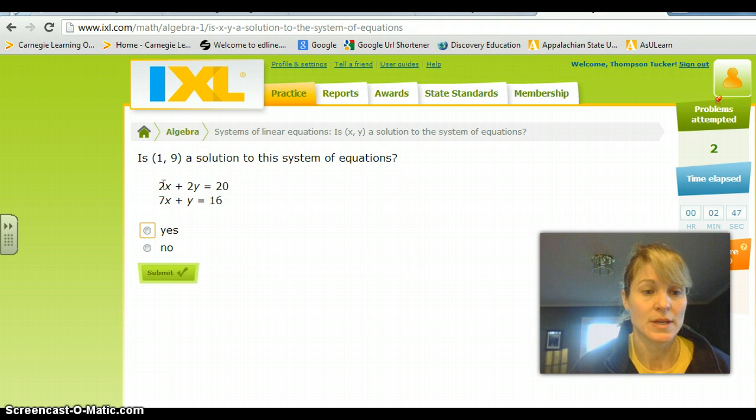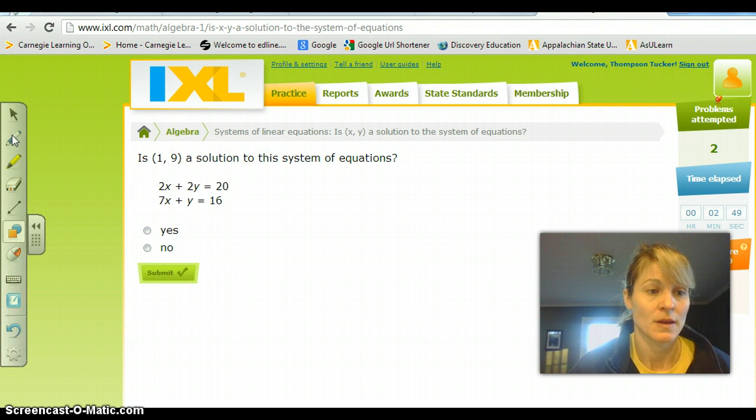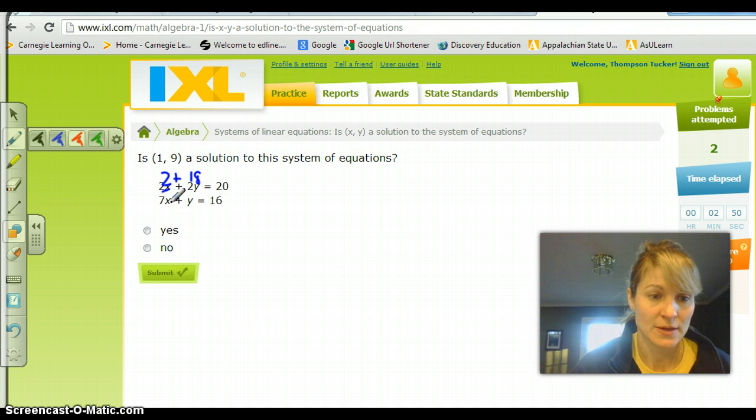So this is (1, 9). I'm going to plug in 1 here. So I know that 2 times 1 is 2. I'm going to plug in 9 here. 9 times 2 is 18. So is 2 plus 18 20? Yes. I'm going to try it again down here. I'm going to plug in 1 here. 7 times 1 is 7. Plus, I plug in 9 here. Is 9 plus 7 16? Yes. So that works as well.